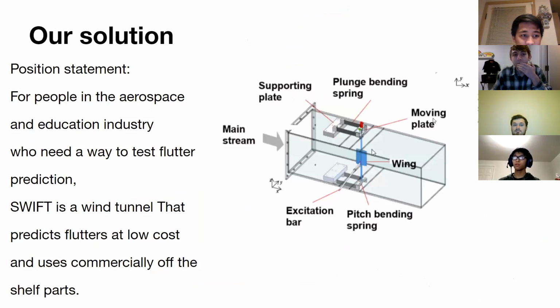Our solution, with the inclusion of a position statement, is for people in the aerospace and education industry who need a way to test flutter prediction. Swift is a wind tunnel that predicts flutter at low cost and uses commercially off-the-shelf parts. Basically, we can use easily accessible parts to predict flutter in our aircraft wing.